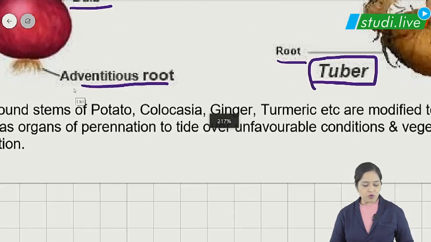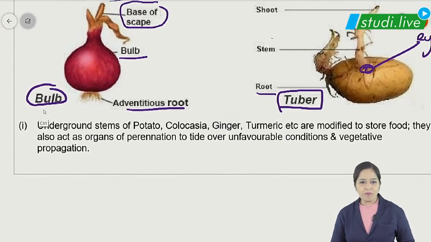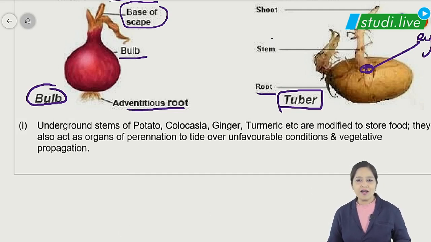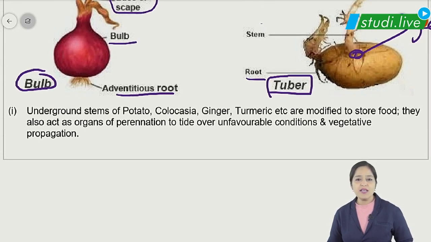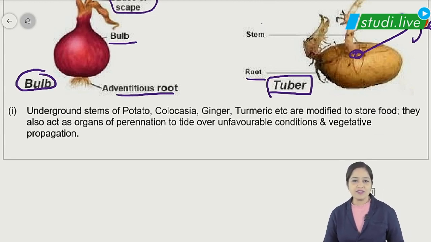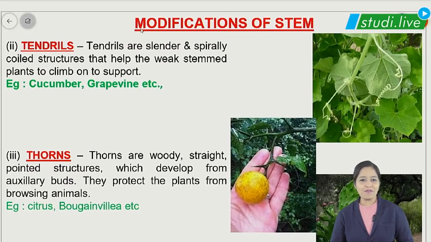are modified to store food. They act as organs of perennation. Perennation means they can survive adverse unfavorable conditions, and they can do vegetative propagation. Modification of stem.